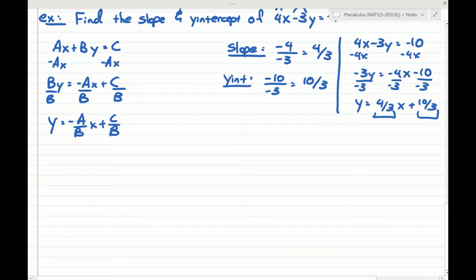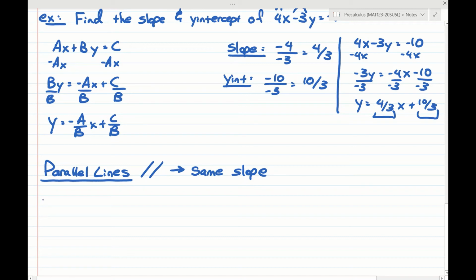Let's move on to parallel and perpendicular lines. Now, parallel lines look like this. Most teachers teach it like railroad tracks. And in order for lines to be parallel, they need to have the same slope. We also have what are called perpendicular lines.